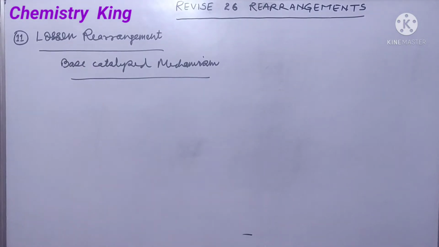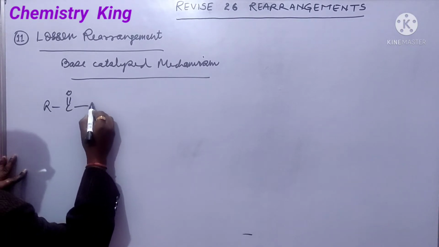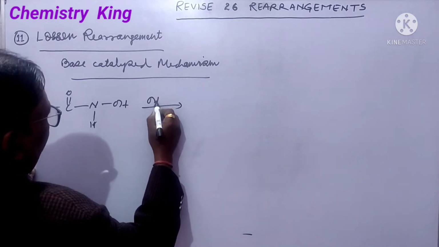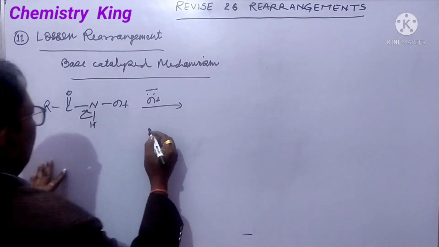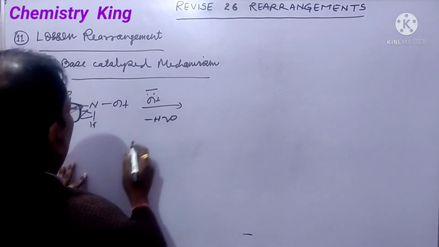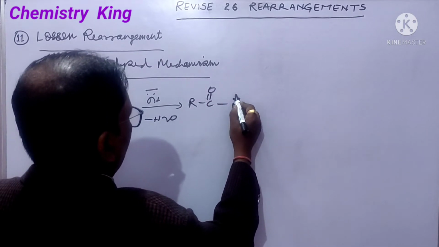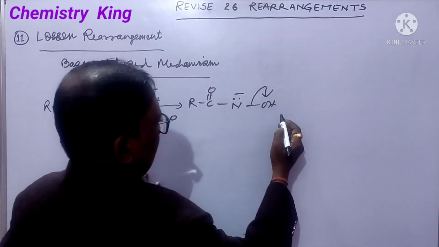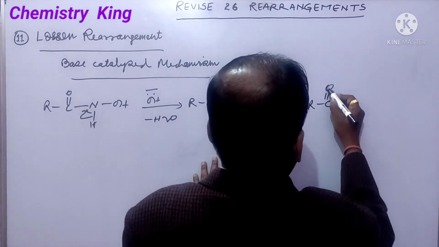Now we will see the base catalyzed mechanism. It is a hydroxamic acid. In the presence of base, this base will abstract this hydrogen, minus H2O, giving RC double bond O, N, OH. Now this OH is eliminated, and you will get this.